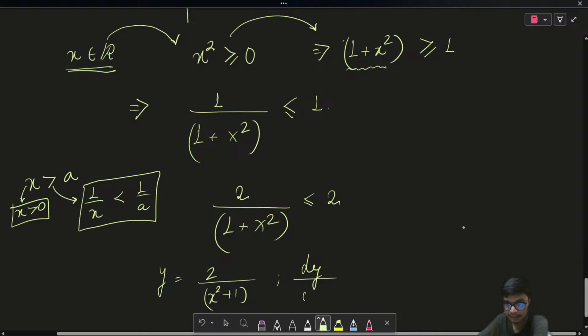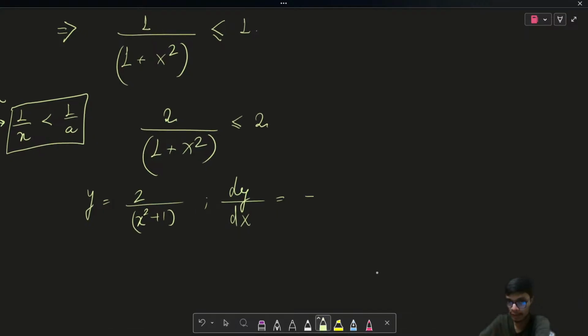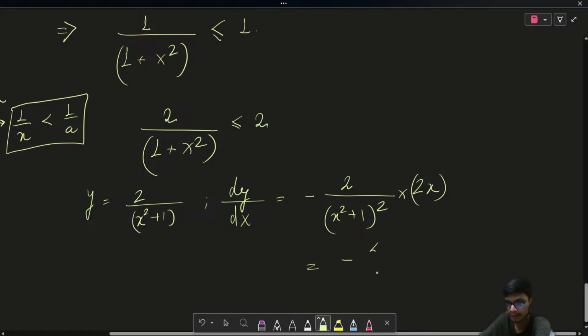First of all, let me take the first derivative with respect to x, right? So if I take the first derivative with respect to x, I'm going to get minus of 2 upon x squared plus 1 whole squared, multiplied with the chain rule, so it will be 2 times x over here. So ultimately the derivative is going to be minus of 4x upon x squared plus 1 whole squared. Is this clear to all of you?